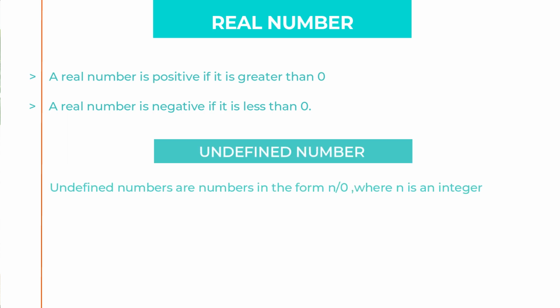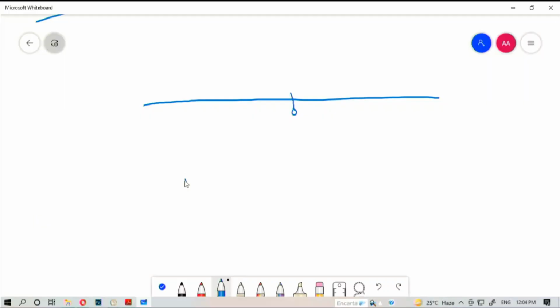Undefined numbers are numbers of the form n over 0. Any number divided by 0 is said to be an undefined number.